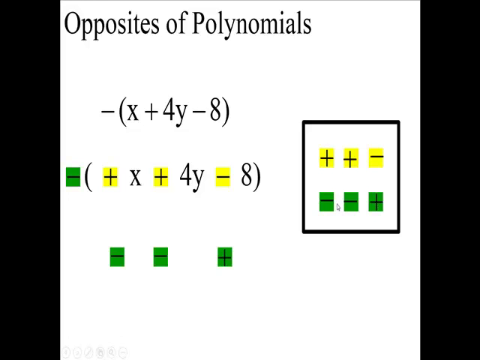Copy that down. That'll be your final answer. Put your x, your 4y, and your 8. So the final answer is a negative x, a negative 4y, and a plus 8.